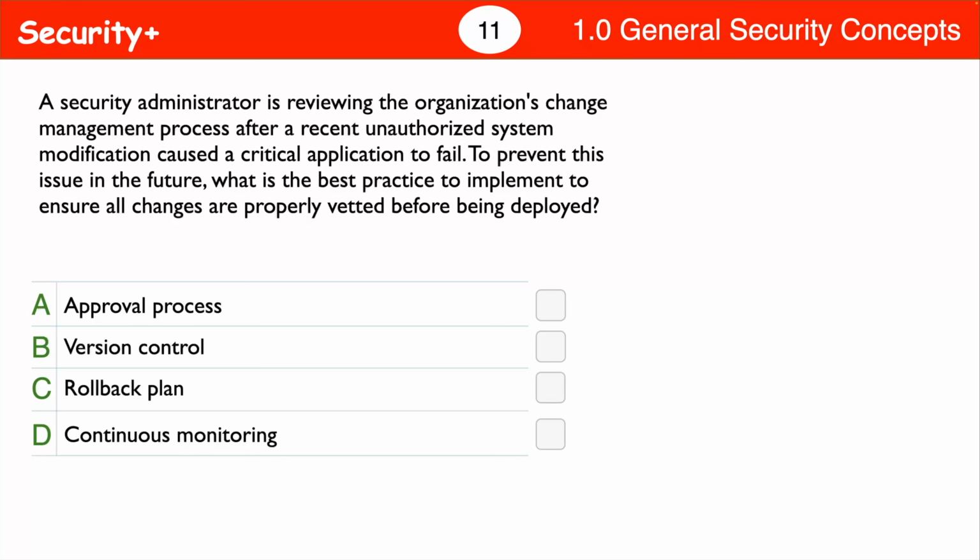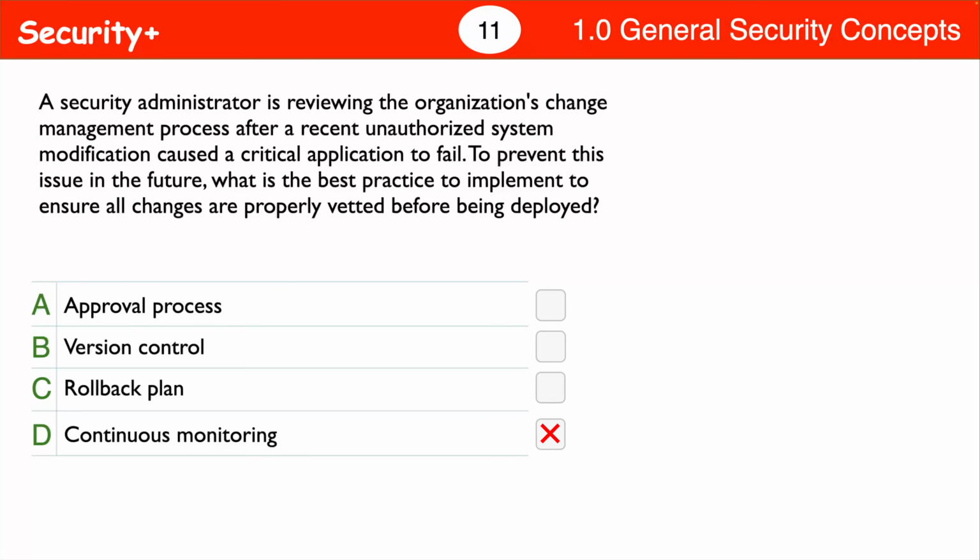I would say this is kind of a tricky question, okay? So let's point out a few key phrases and words here. The first one, and the most important one, is unauthorized system modification. And then the second one is properly vetted. Those are the keywords and phrases here. So now let's do the process of elimination. We can first eliminate D, continuous monitoring. That's going to detect anomalies, security incidents, and other changes in real time. But the question is asking how you prevent a critical application from failing, not to detect changes.